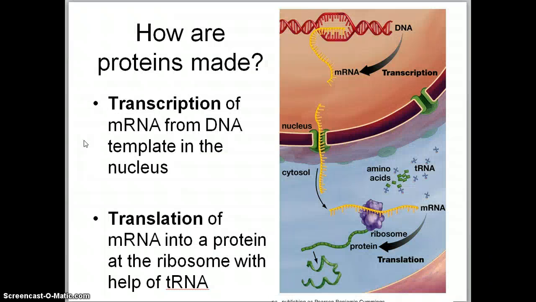So how are proteins made? Proteins are made through transcription and translation. Transcription is the process of creating mRNA from a DNA template in the nucleus. Translation is when the mRNA is used to make a protein at the ribosome with the help of tRNA.